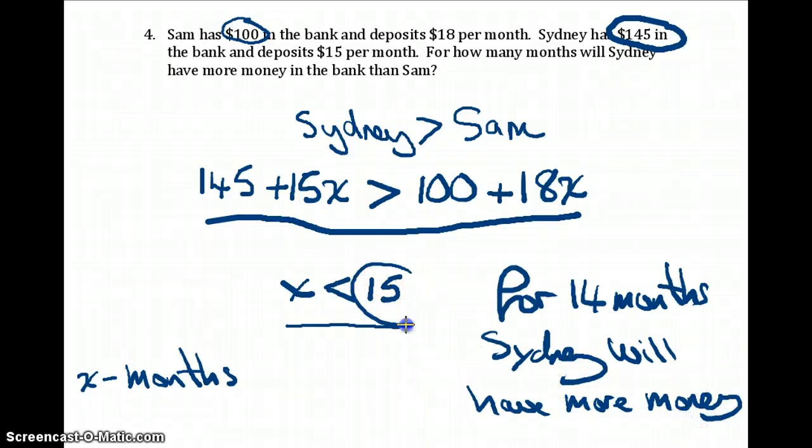What happens at month 15? Absolutely. The amount of money Sydney has is equal to the amount of money Sam has. That's why it's important that we always go back and make sure we set up the problem correctly and set up the inequality correctly. In this case, we wanted to know for how many months will Sydney have more money. Okay, if we wanted it to say equals, it would have said have more or the same as Sam.